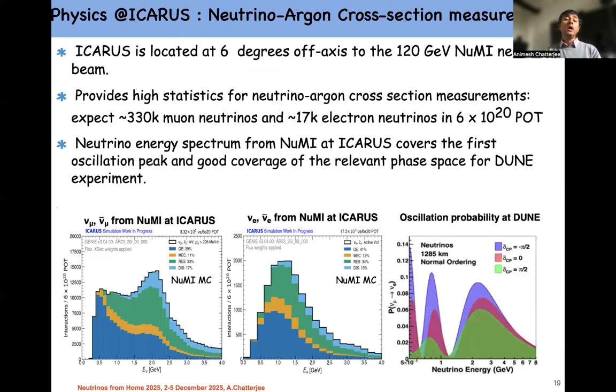In terms of looking for other physics signatures for the cross-section measurement, ICARUS is located 6 degrees off-axis to the 120 GeV NuMI beam. This provides high statistics for the neutrino-argon cross-section measurement, mostly in the energy region which is relevant for the DUNE experiment, as this perfectly fits with the first oscillation maximum for DUNE.